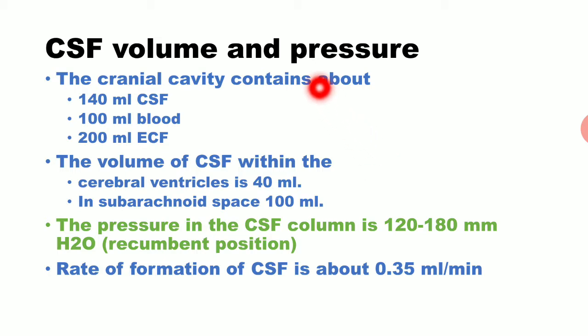Now CSF volume and pressure. The cranial cavity contains about 140 ml of CSF, 100 ml of blood and 200 ml of extracellular fluid. The volume of CSF within the cerebral ventricles is about 40 ml and in the subarachnoid space it is about 100 ml. The pressure in the CSF column is about 120 to 180 mm water in recumbent position. The rate of formation of CSF is about 0.35 ml per minute.